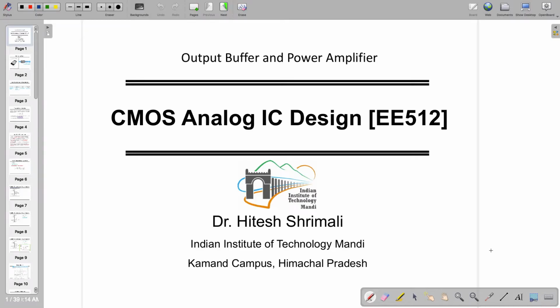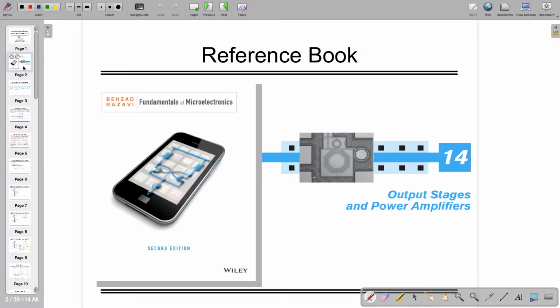Good morning, everyone. So, the next topic of study is output stages and power amplifiers. This is also known as an output buffer, right? For this, the book which I am following is Fundamentals of Microelectronics, as I told you, the second edition, and chapter number 14 from that. Its name is Output Stages and Power Amplifiers.